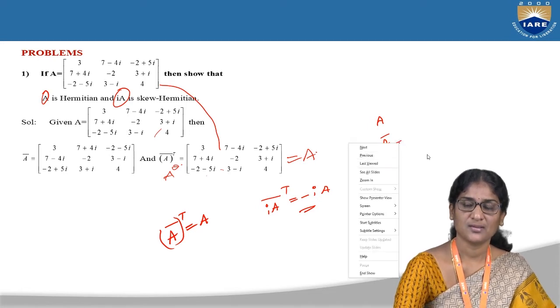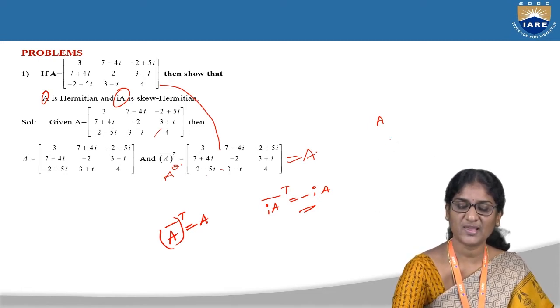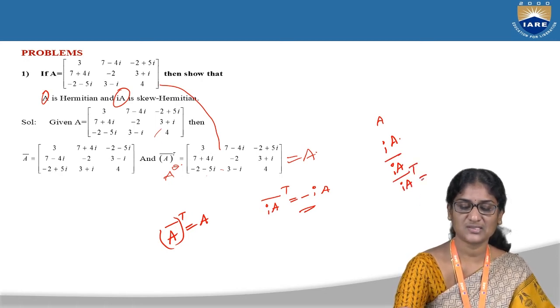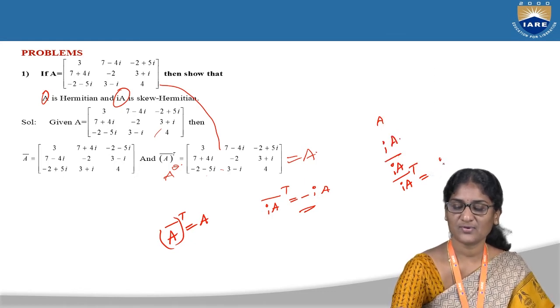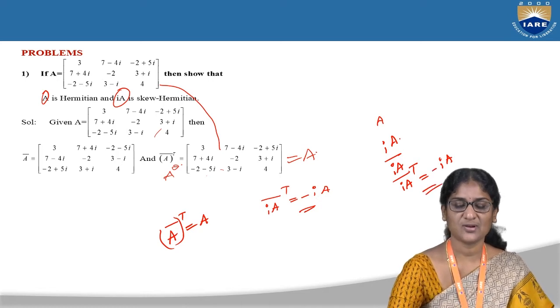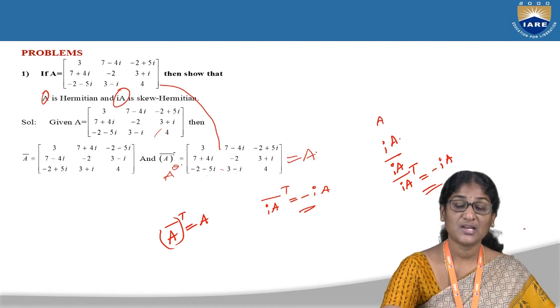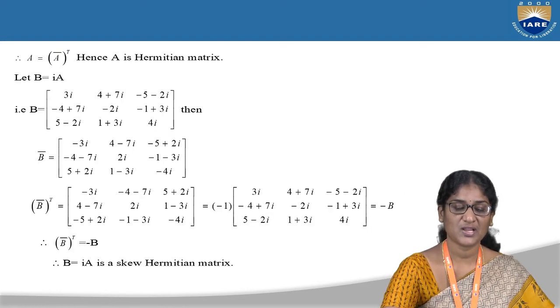First we need to multiply with i, so you find iA, next iA whole bar, next iA whole bar transpose you need to find. Now you have to show that it is equal to minus iA. So these are the steps that you have to follow. Very simple, so let us do the workout. Let us show that iA is a skew Hermitian matrix.